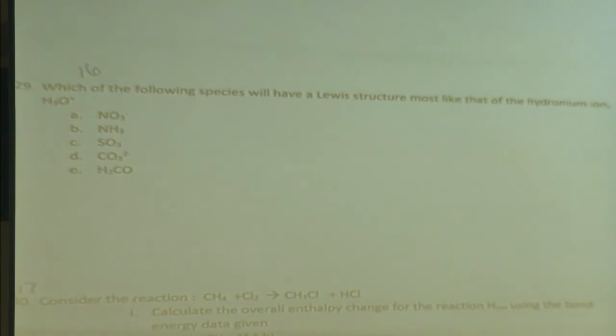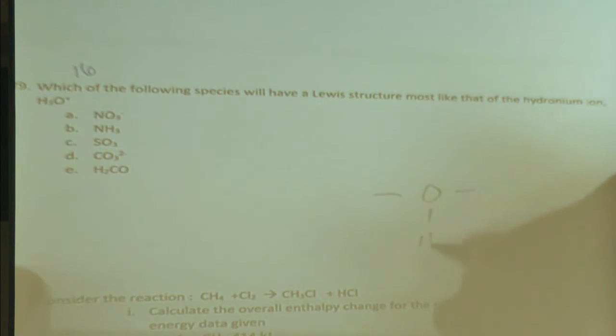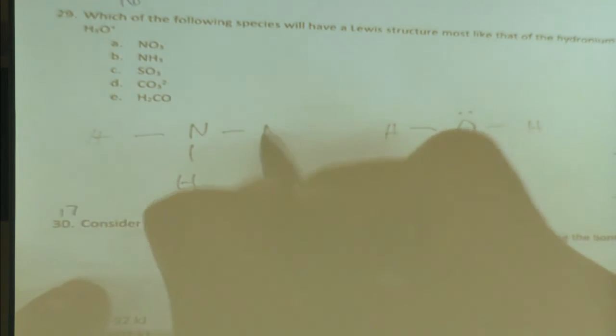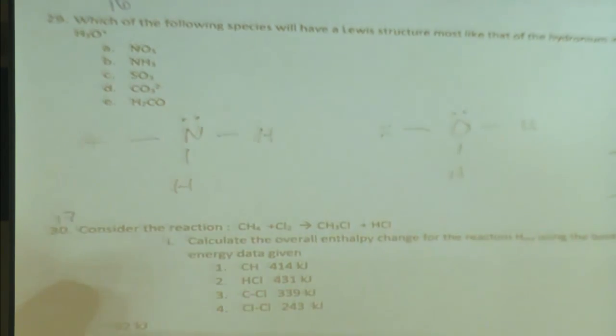So I think this is a really good question. It says which of the following species has a Lewis structure similar to hydronium? So you would have to draw hydronium. So that's what it would look like, right? Yeah. So let's find something that also looks like that. Does anybody want to take a guess which one we should try first? B, yeah, let's try out B first.